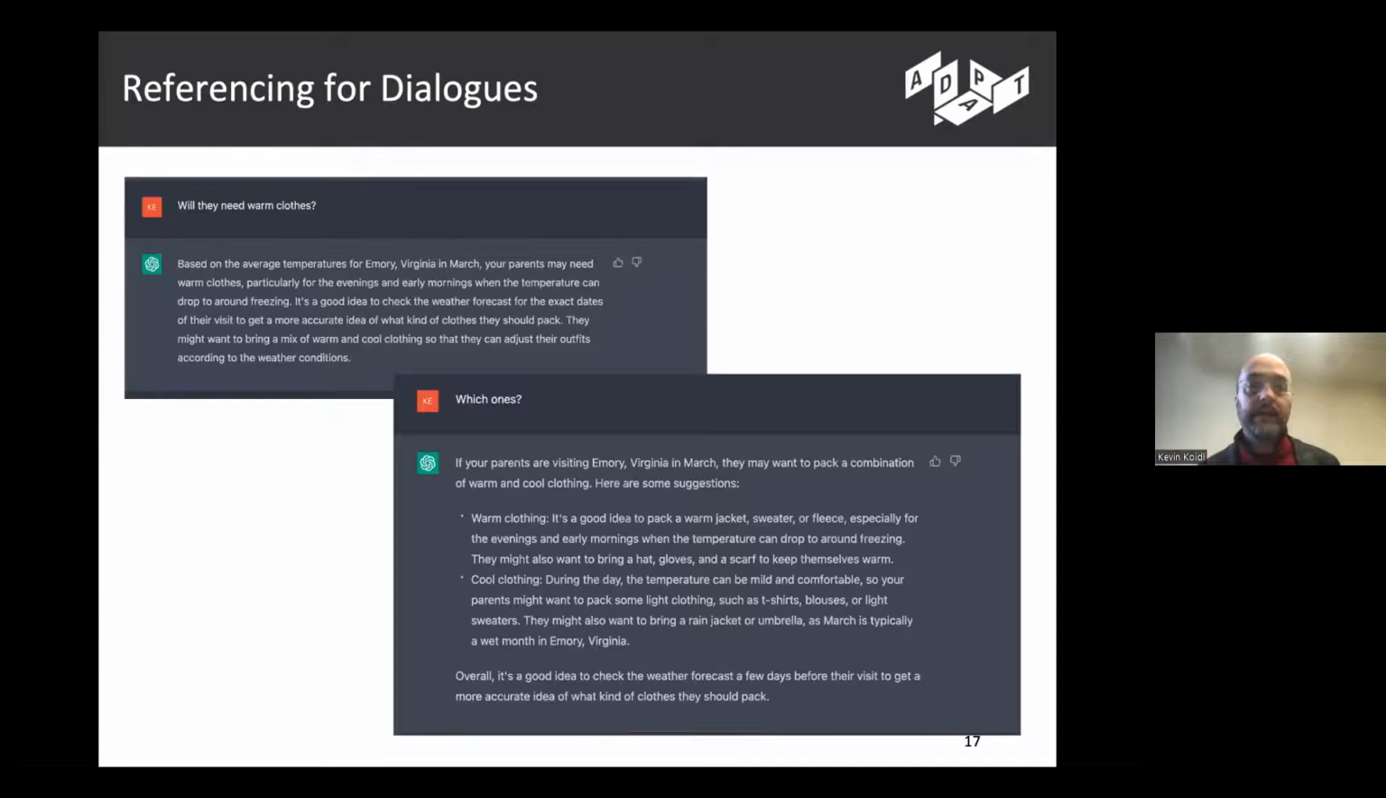And it does this really well, this referencing, because if I continue the dialogue and I say, okay, does it need warm clothes? And then it gives me some kind of ideas, and I say, which ones? Then it knows that ones refers to clothes. And it says, okay, warm clothing or cold clothing. I don't think the answer is that useful. I mean, it's again very general and very high level kind of stuff.